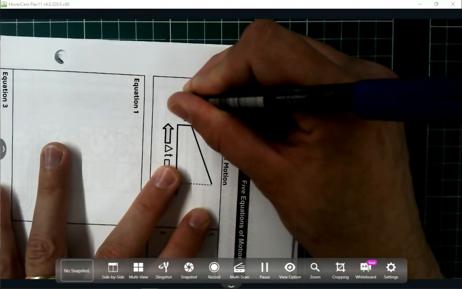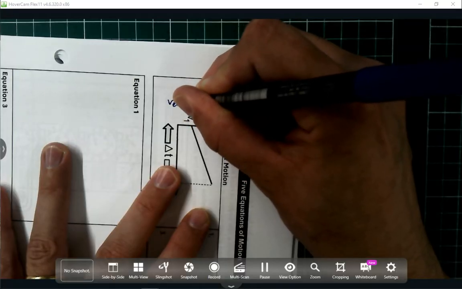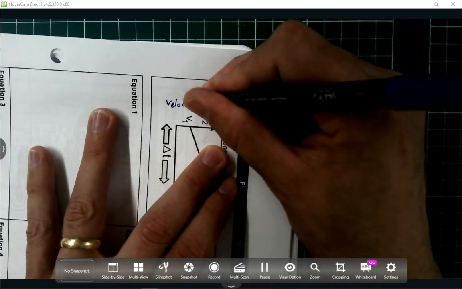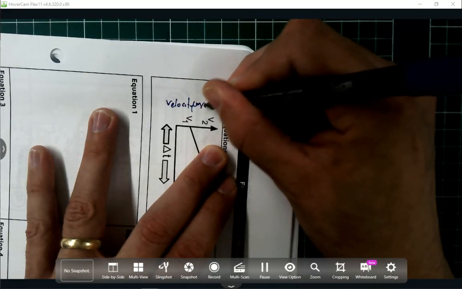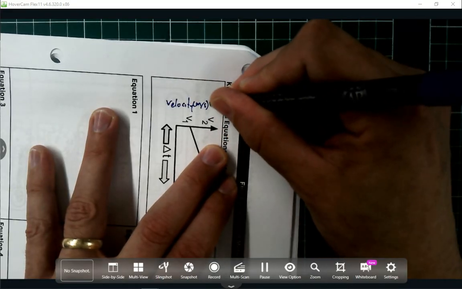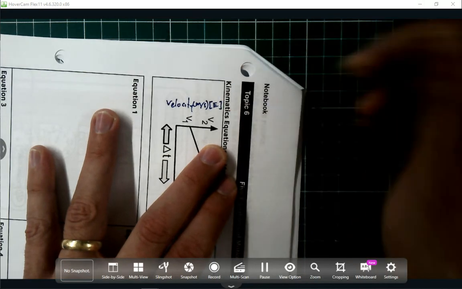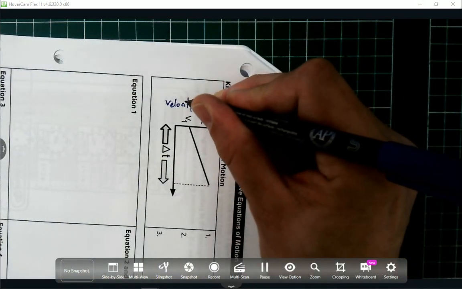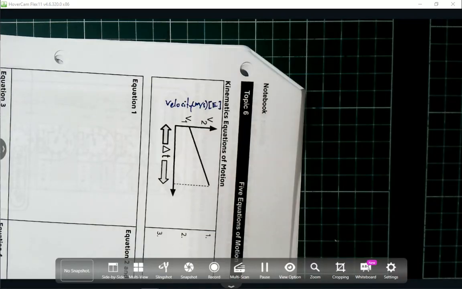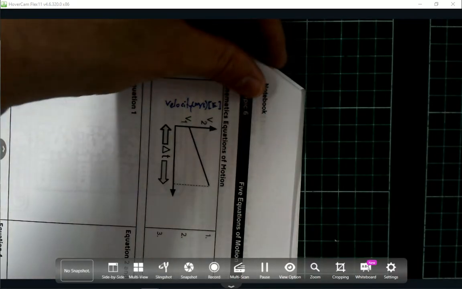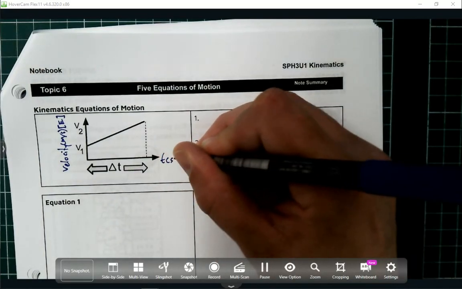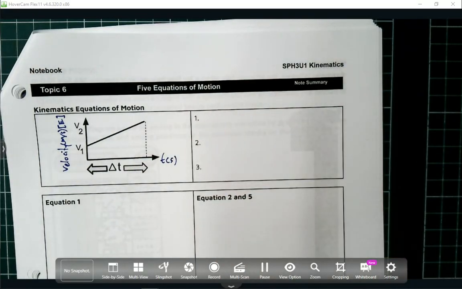We can say that it's velocity, and we could throw in units of meters per second, and we could declare that the positive direction is east. Those are all reasonable things to do. Velocity in meters per second towards the east is the positive direction. But then along the horizontal axis, we might end up having time in seconds. And so none of that's really new.